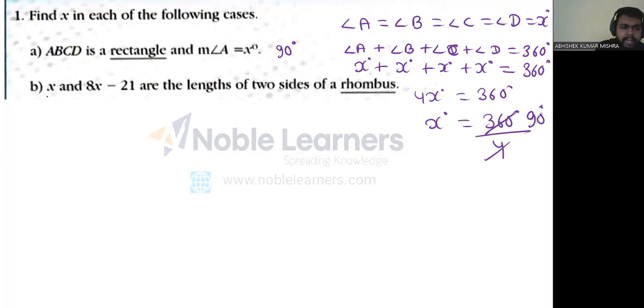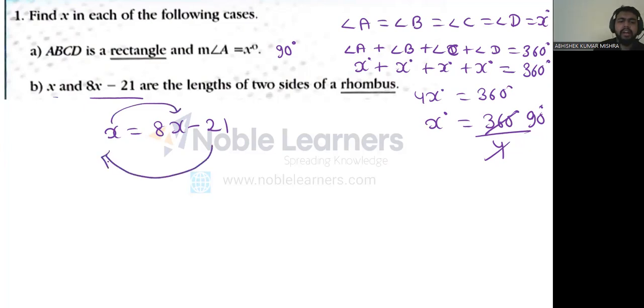Now, x and 8x minus 21 are the lengths of two sides of a rhombus. We know all the sides in a rhombus are equal to each other. So therefore x would be equal to 8x minus 21. Now let us solve the equation. I'm going to bring x this side and 21 this side. You may know the rule: addition becomes subtraction when it goes to the other side, and subtraction becomes addition when it goes to the other side.